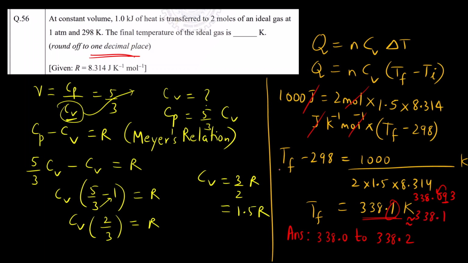So which are the correct answers? If you write 338.0, then your answer is correct. If you write 338.1, then also you will get the credit. And if you write 338.2, then also you will get the credit. Only if you write these three answers, you will get the credit. This was a 2 mark question. I hope you have understood the solution.